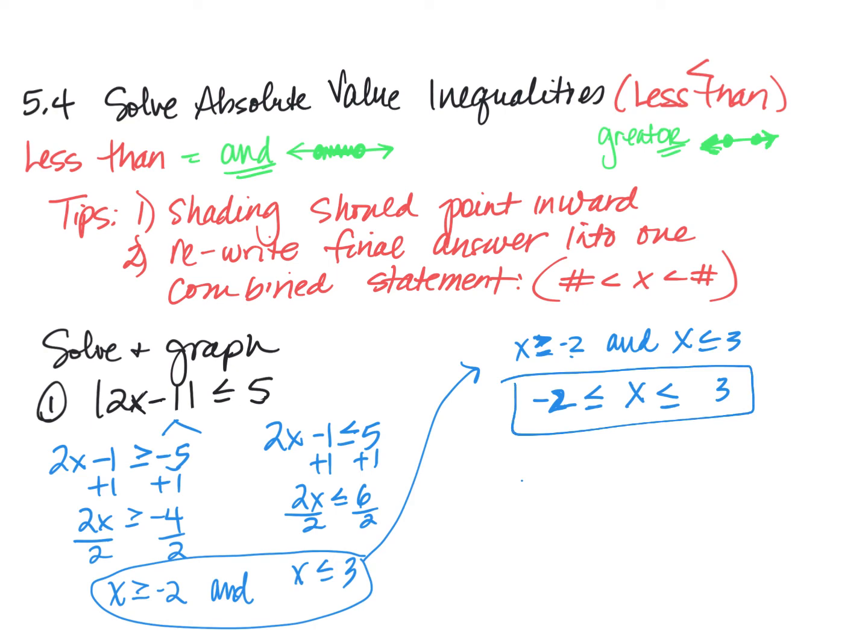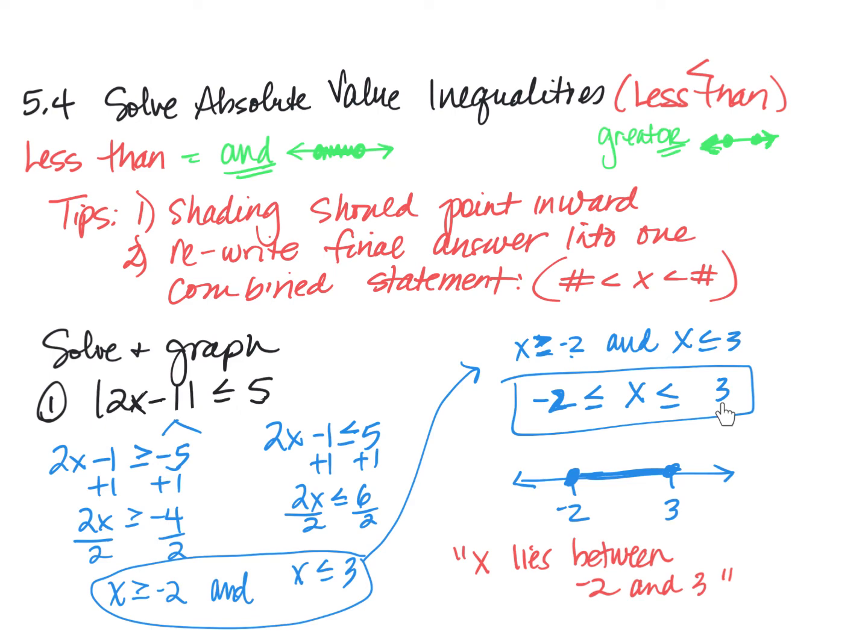Now, what does this look like on a number line? Well, on the number line, you're going to have -2, and you're going to have a 3. And since they're or equal to's, I'm going to close my circles, and it's going to shade in between them. Now, the way that we read this is we would say that x lies between -2 and 3. So it's a between question, is what I call them, between. And you can visually see that x is between -2 and 3 in the inequalities.